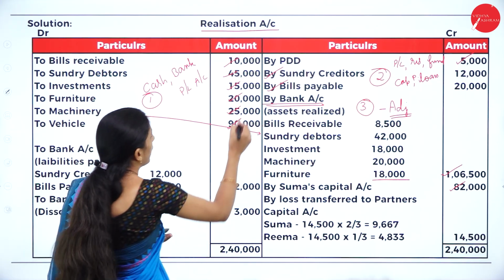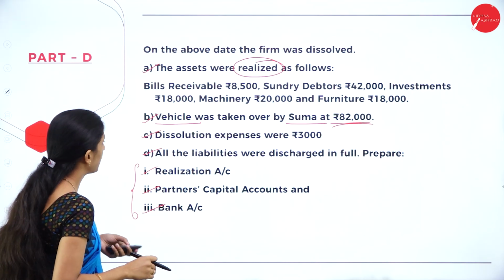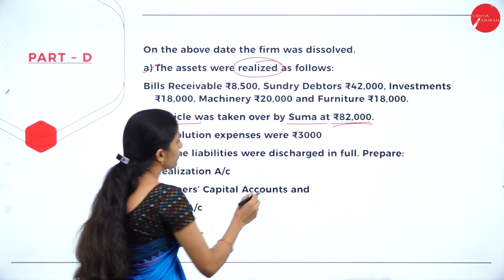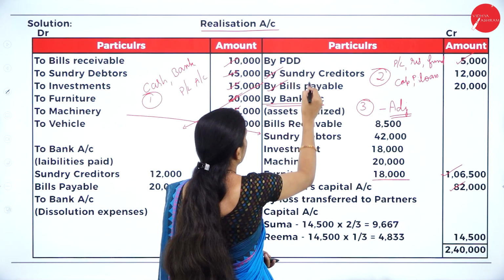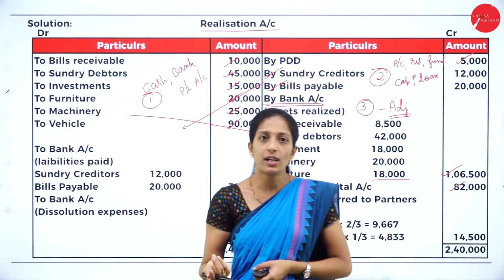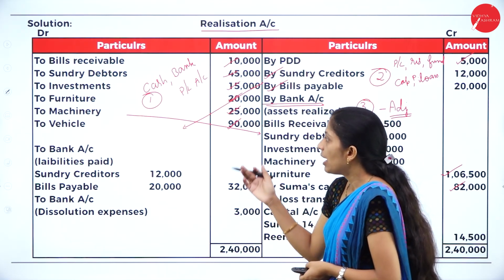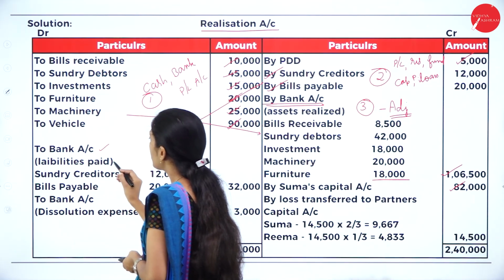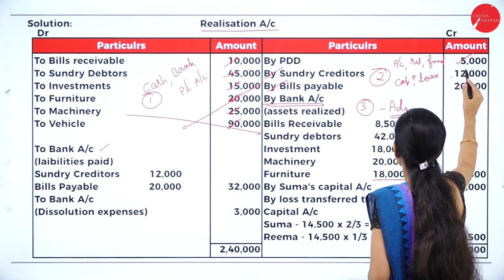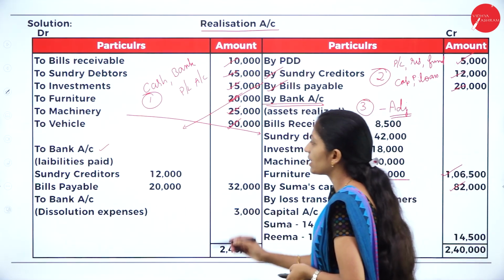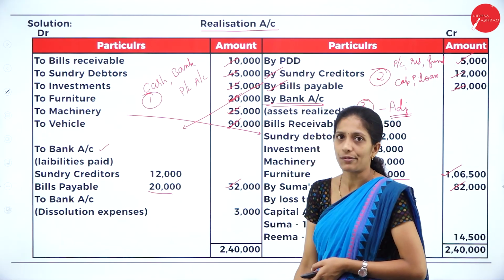Correct? In the same way, the liabilities which are there should come here. So let us see what they have given regarding liabilities. All the liabilities were discharged in full. So you are not going to consider the PDD. Other than that, we have two liabilities, and they have told us it is discharged in full. In the sense, we have paid the liabilities in full. How do you write? To bank account, in the bracket liabilities paid. So what are the liabilities we have? Sundry creditors 12,000, bills payable 20,000. Total it, write it in the outer column, that is 32,000.